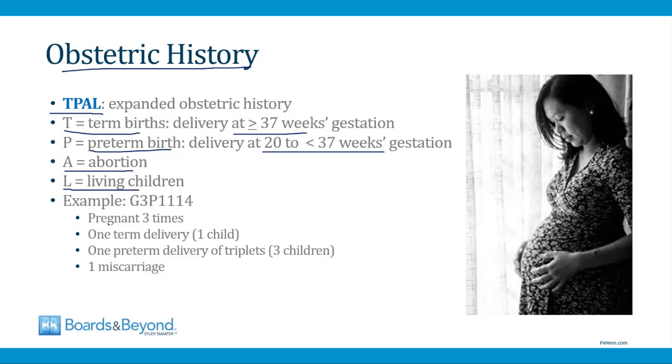So for example, if we had a woman who was pregnant 3 times, she would be a G3 because her gravida number is 3. But now suppose she had had 1 term delivery of a single child, 1 preterm delivery of triplets, which is 3 children, and 1 miscarriage. Well, by the TPAL system, she would be a P1114. The first one is for the term delivery of a single child. The second one is for the preterm delivery of triplets. The third one is for the miscarriage, and then the 4 is the number of living children, which are the singleton child and the 3 triplets.